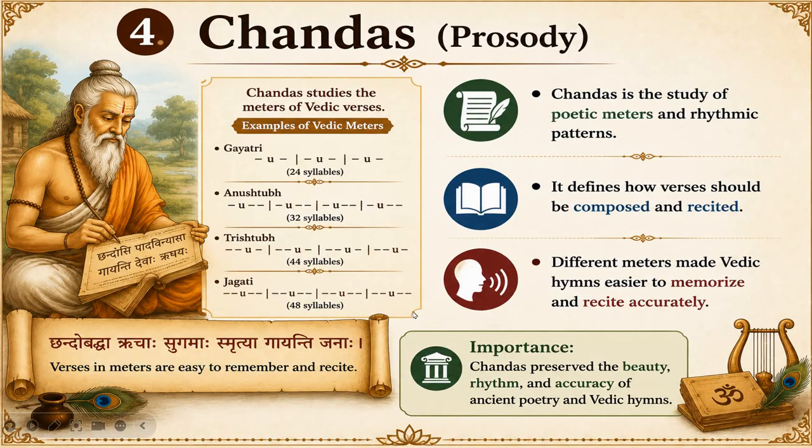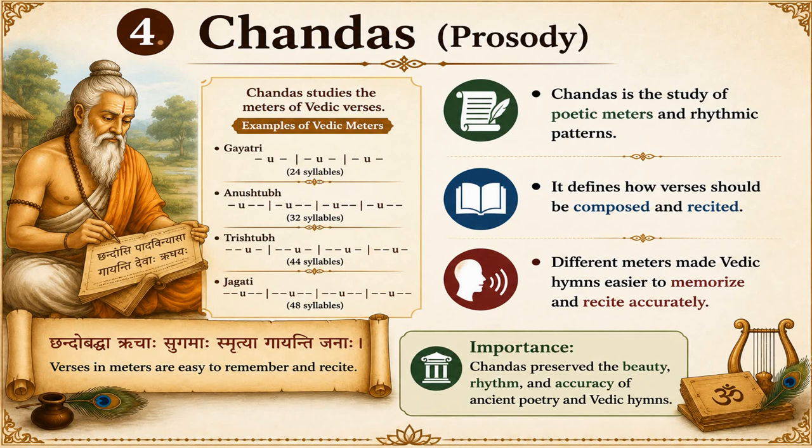So here you can see the importance of the Chandas. It explains that the poetic meters preserve the beauty, rhythm, and accuracy of ancient Sanskrit poetry and Vedic hymns. So because the verses followed fixed patterns, students could remember long passages more easily and reproduce them without mistakes. And this played a crucial role in preserving the sacred knowledge over many generations.